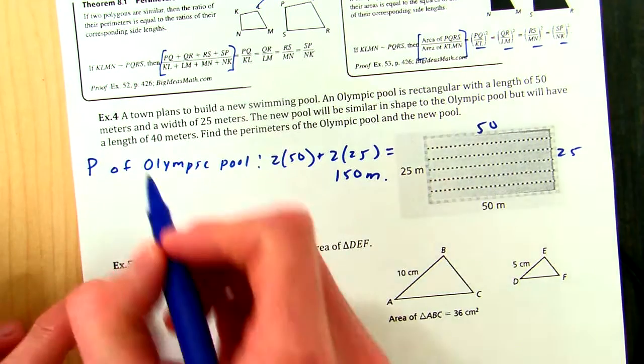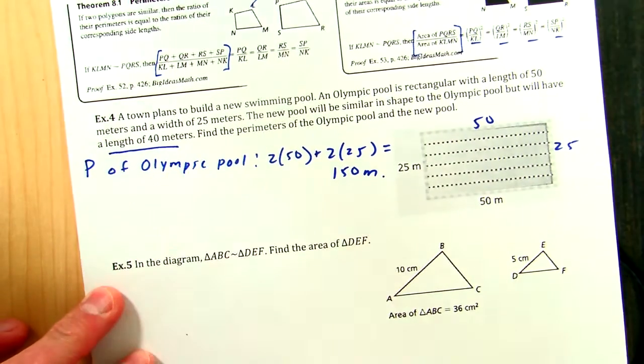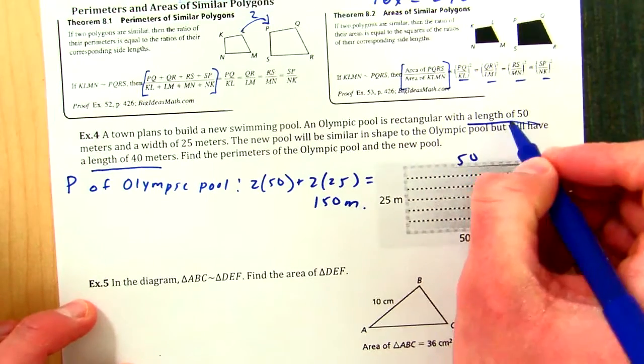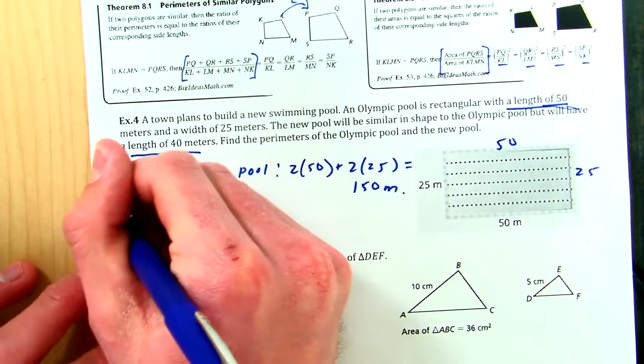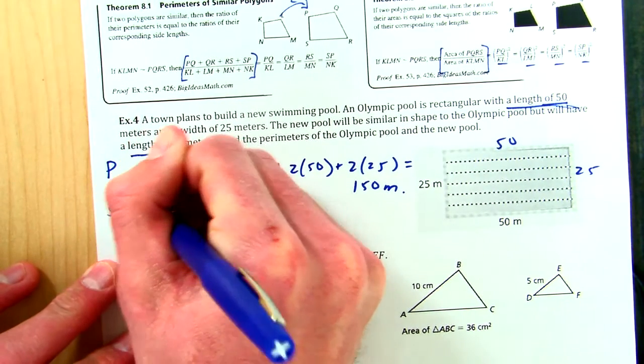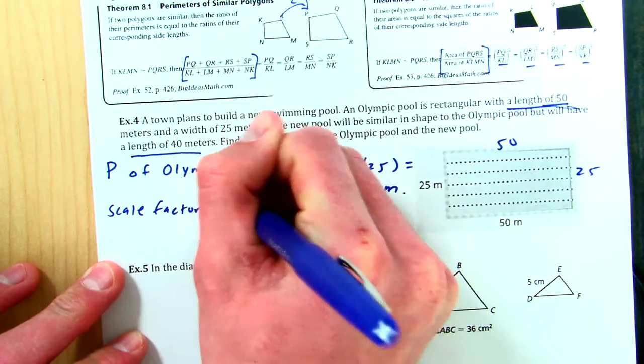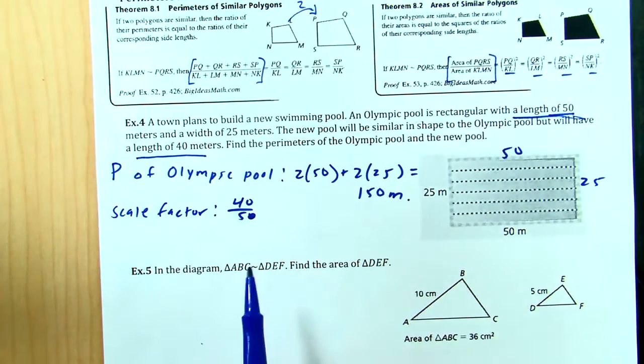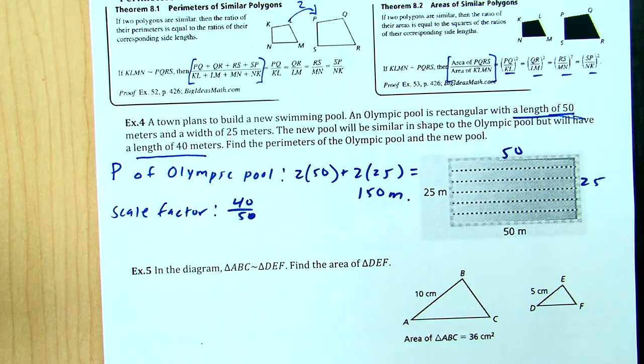And so what we're going to do is compare that the new one has a length of 40, and the Olympic one has a length of 50. So this ratio of 40 to 50 is going to be my scale factor. And I have to be very careful. I want 40 in my numerator and 50 in my denominator because my number has to be less than 1. So my smaller number will be on the top. If you want a smaller number, put the smaller number on top. If you want a bigger number, put the bigger number on top.